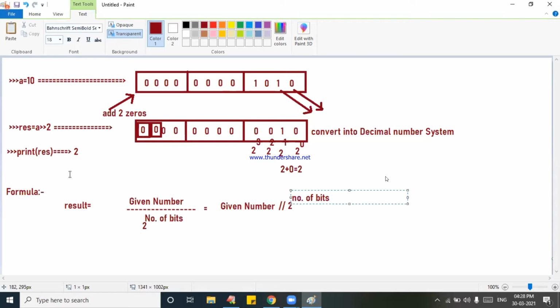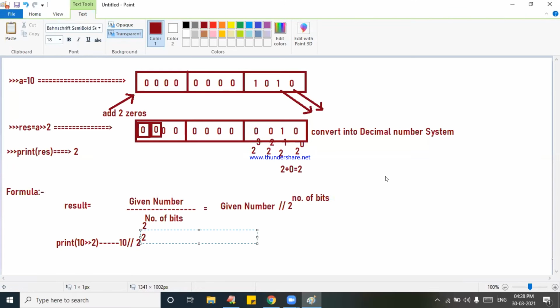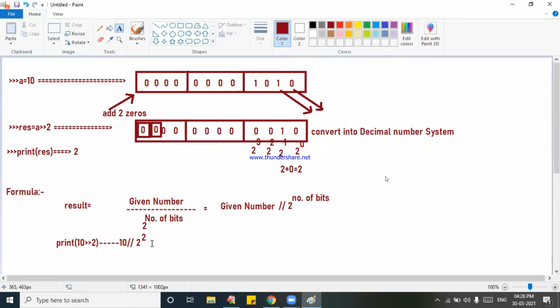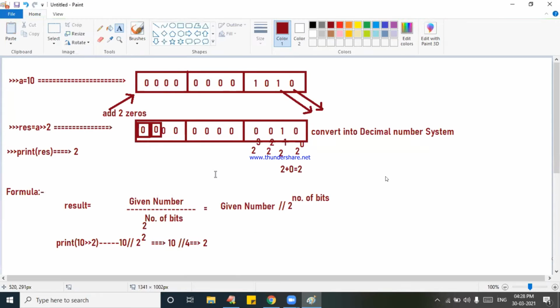And now take this formula. Related to the formula, you take it. What is our result, ma? Tell me. Print of A, that is 10 double greater than 2, the right shift operator. What is that answer? 10 slash 2 to the power of 2. 2 to the power of 2 is nothing but 4. 10 double slash 4, which is equal to what? 2 is the result. Dear students, is my explanation clear for everybody? Did you understand, ma'am? Please confirm.